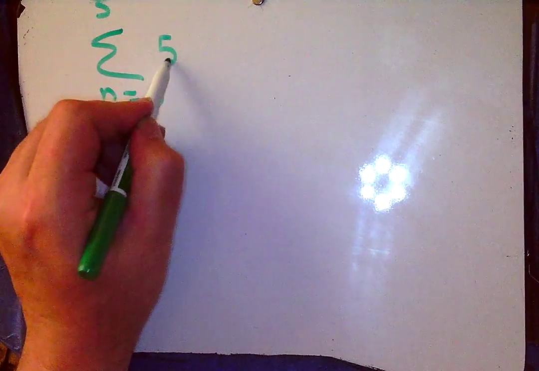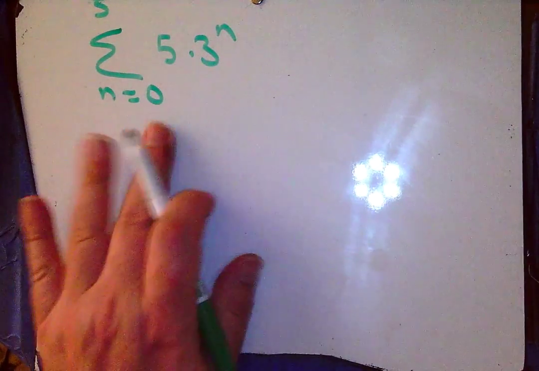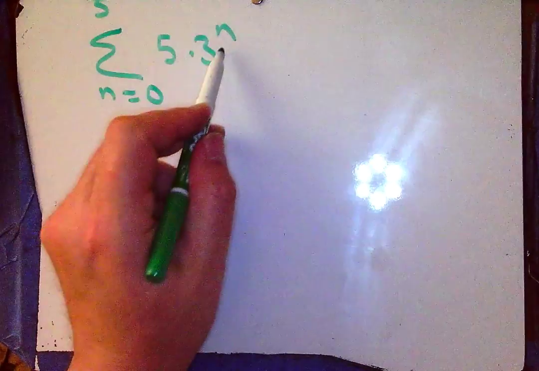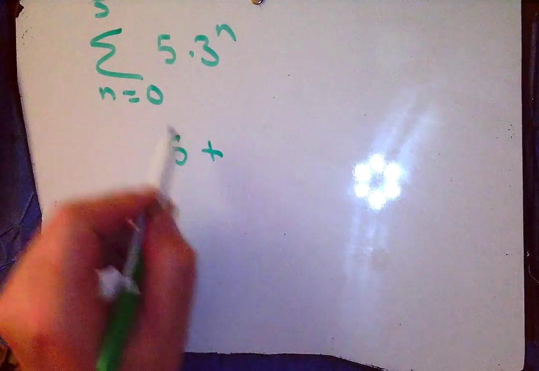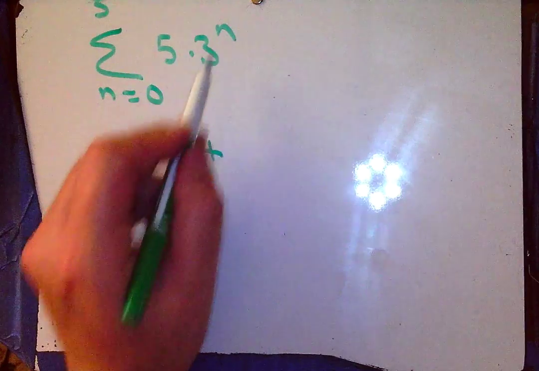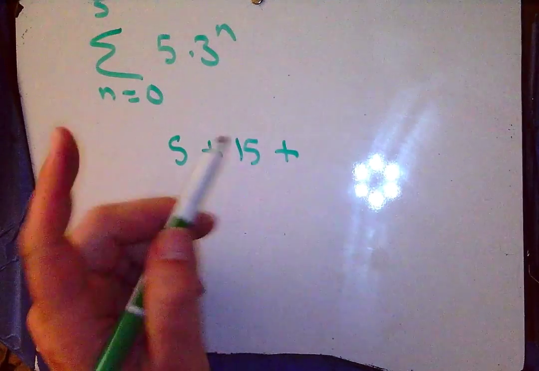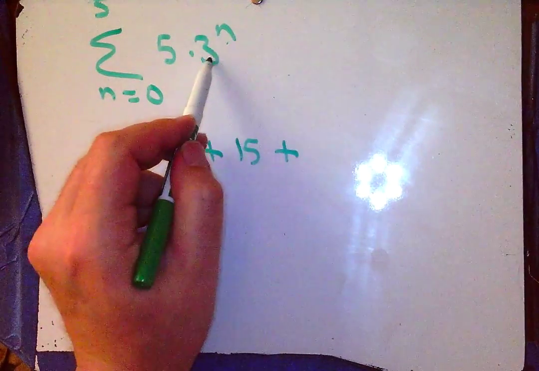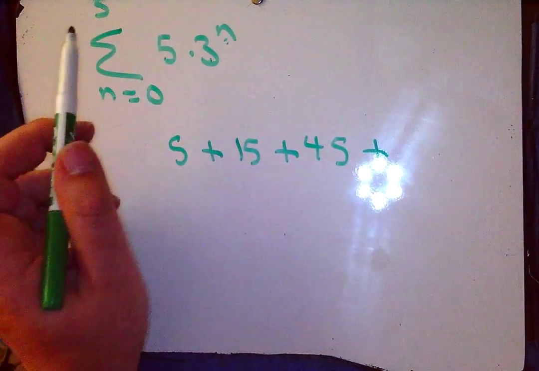The sum from n equals 0 to 3 of 5 times 3 to the n. So let's plug these values in. For 0, 3 to the 0 is 1, and 1 times 5 is 5. Then I'm going to plug a 1 in. 3 to the 1 is 3, times 5 is 15. Then I'm going to plug a 2 in. 3 squared is 9, times 5 is 45. And then I'm going to plug a 3 in.